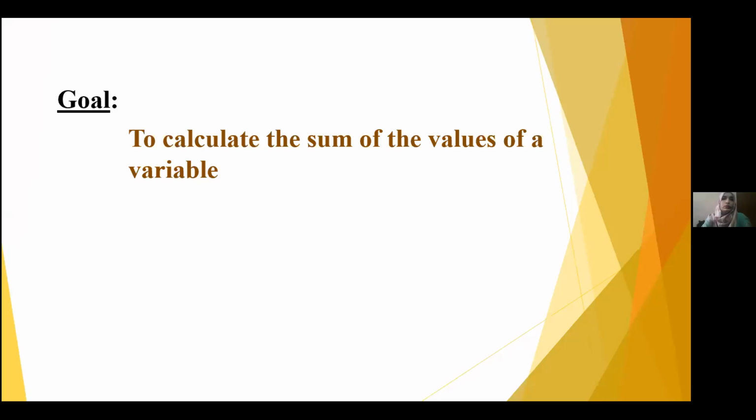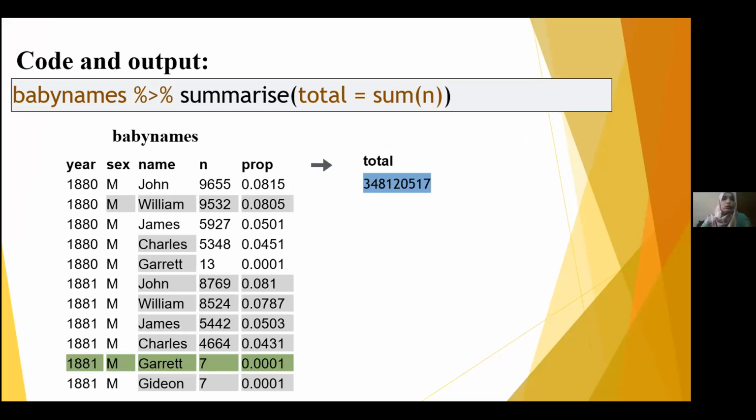For example, our goal is to calculate the sum of the values of a variable. The code for that command will be baby names, the data, and the pipe operator that you have just learned, and then summarize. In the parentheses of summarize, the only argument we are using right now is total, which is the column name, and the function to calculate the summation is sum, and in the parentheses of sum, you put the variable name, that is n. So the output is in front of you. The total will tell you the total number of rows in the data set.